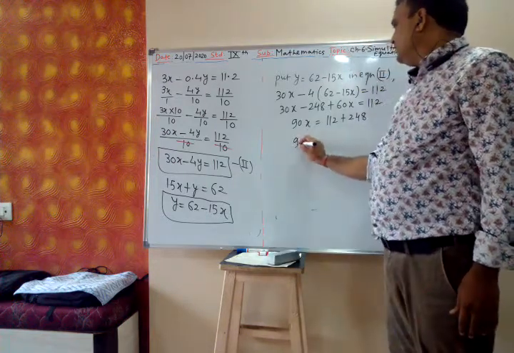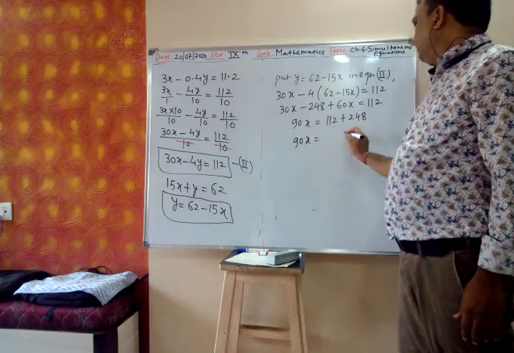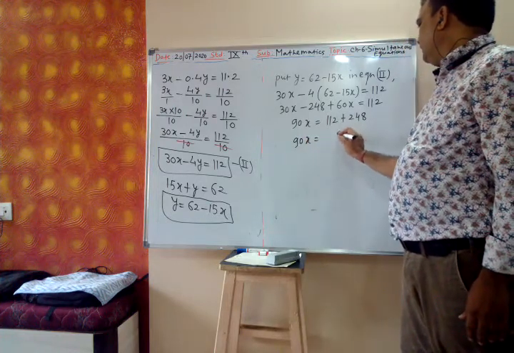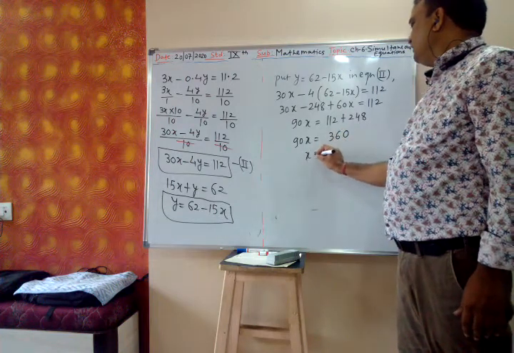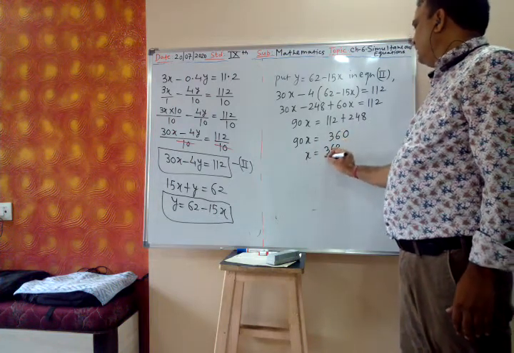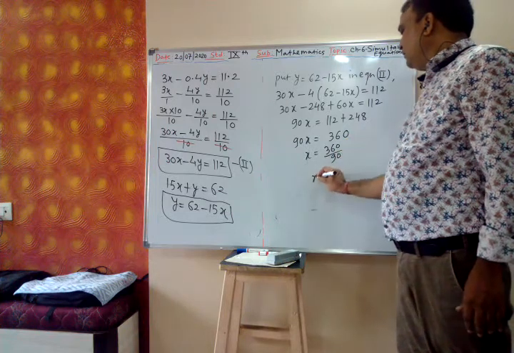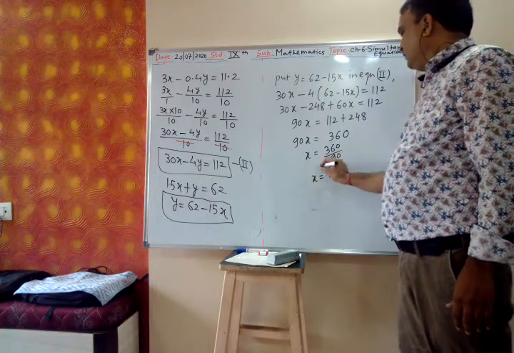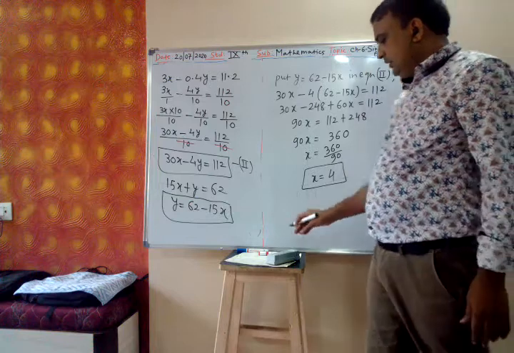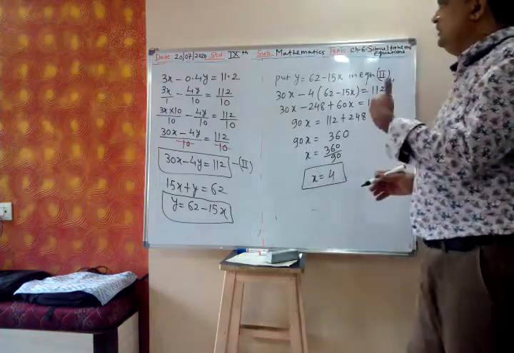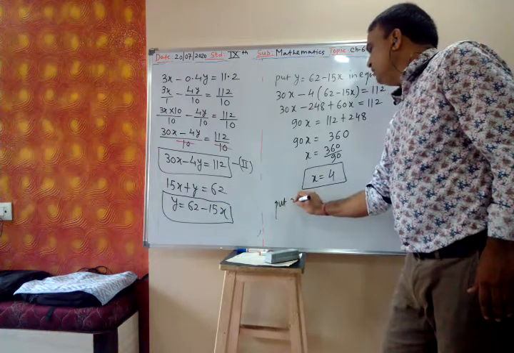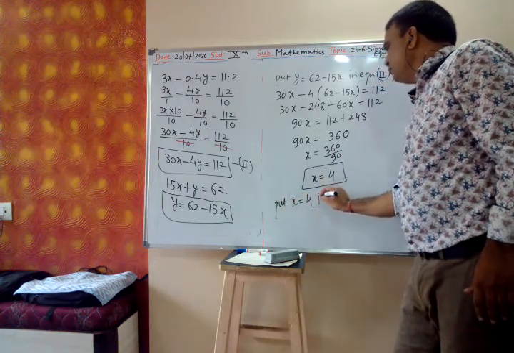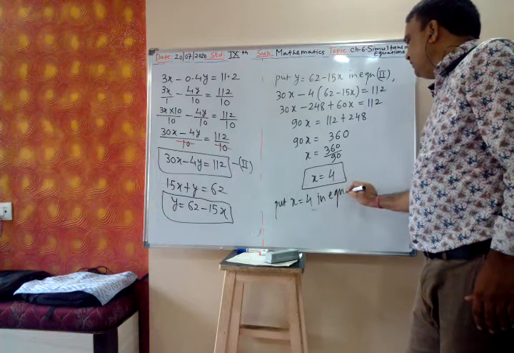So 90x, 112 plus 248 is 360. So x is 360 upon 90. So x is 4. And this value I will substitute in either equation 1 or equation 2. So put x is equal to 4 in equation 1.